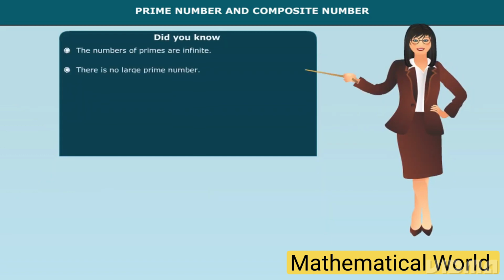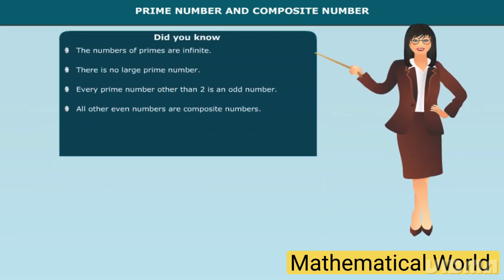Did you know the number of primes is infinite? There is no largest prime number. Every prime number other than 2 is an odd number. All other even numbers are composite numbers.